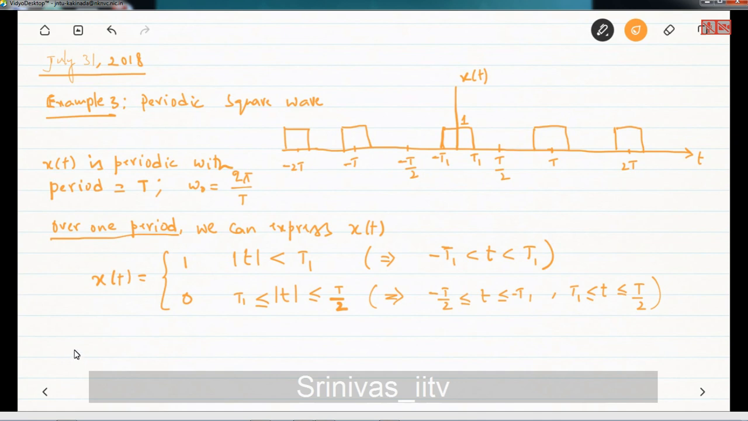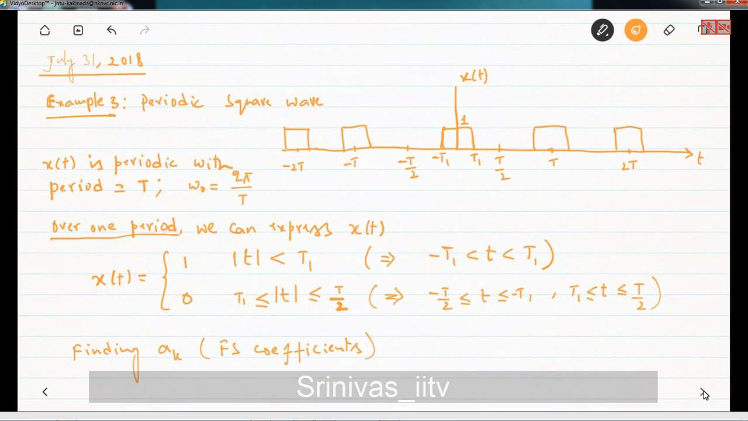Now, finding a k, the Fourier series coefficients. In the previous two examples, example 1 and 2, we haven't used the formula required for a k. We could do it simply by inspection. Here we will do it using the formula.